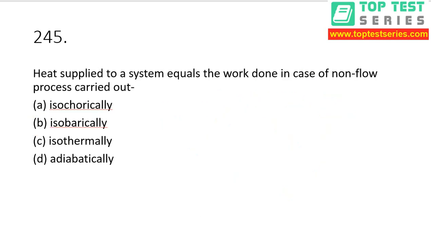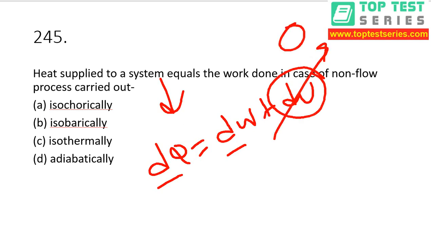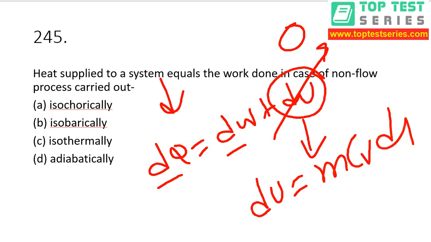Question number 245. Heat supplied to a system equals the work done in case of non-flow process carried out. For this, we have to write down the equation of first law of thermodynamics. That is dq is equal to dw plus du. Now, dq is equal to dw only and only if du is equal to 0. When du is equal to 0, for that we have to write the formula: du is equal to m cv dt.